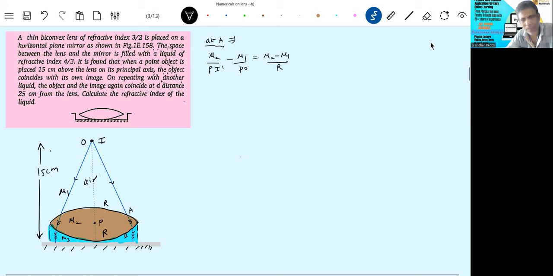Then again at B, refraction. Now the refracted ray is in the liquid, mu 3, and the image should be at infinity, because after refraction it will become parallel. The final image will be at infinity. So minus mu 2 by v dash equals mu 3 minus mu 2 by r. Adding these two, minus mu 1 by u equals mu 2 minus mu 1 by r. Adding equation 1 and 2.